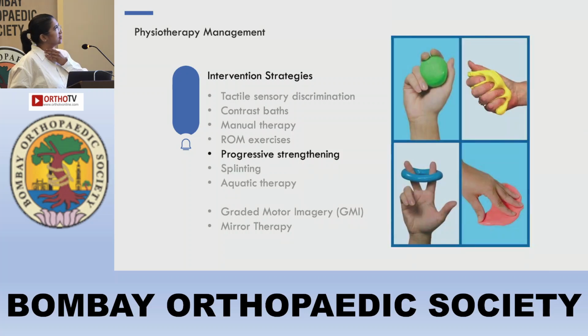And strengthening starts from day one. So from the day you start contrast therapy, strengthening starts. The alphabet itself activates all the forearm muscles. We use tools like Theraputty, which give graded resistance, even Therabands and dumbbells. Theraputty works very well with most of the hand cases.